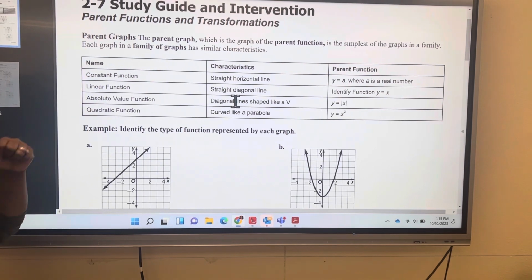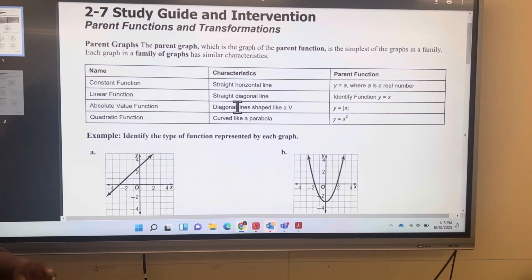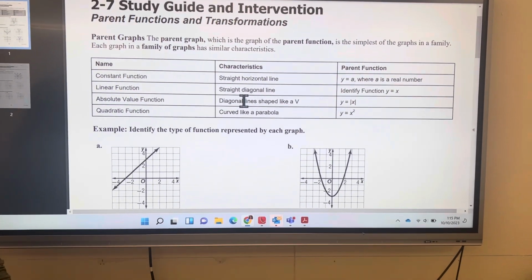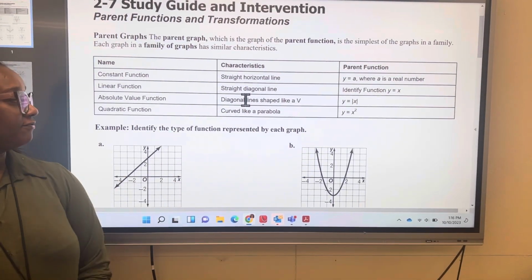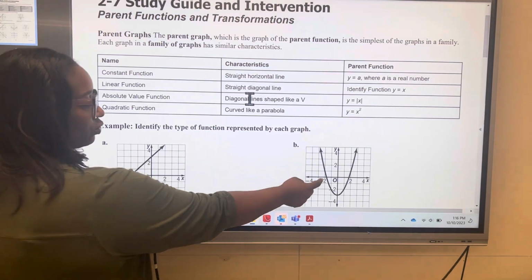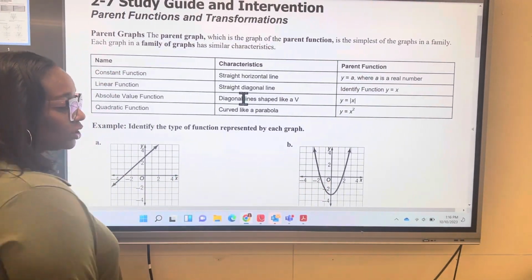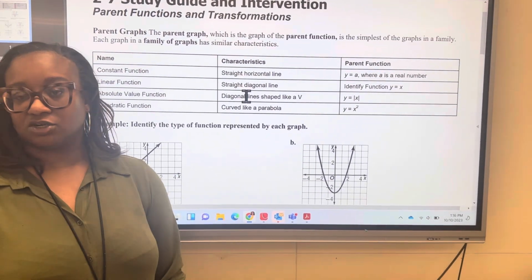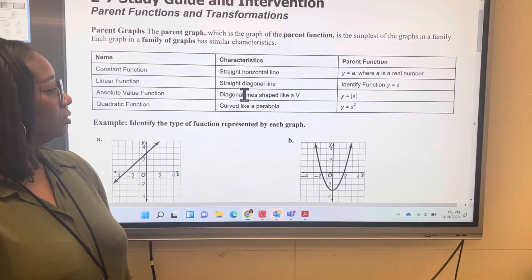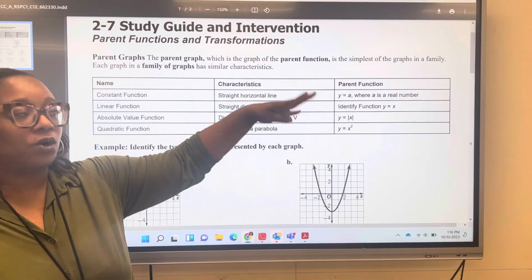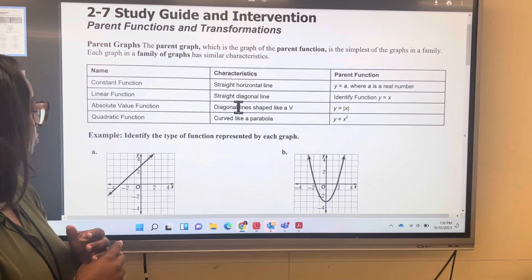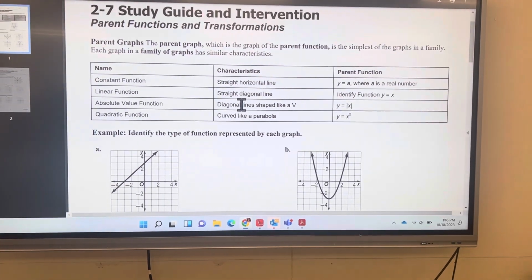Then we have another function that we learned back in Algebra 1 last year. We have a quadratic function. Quadratic is curved like a parabola, which is a U-shaped graph. So like this picture right here is a parabola. It's a quadratic function. I just kind of told y'all the answer to that one. All right, these are the 4 functions that we've studied so far from Algebra 1 up until now.